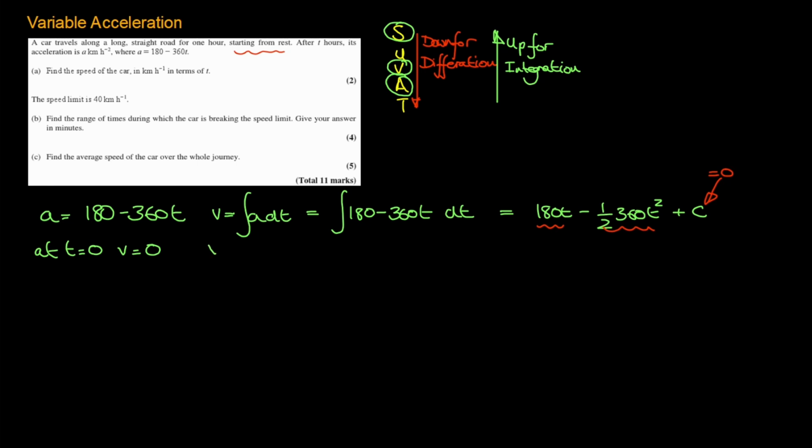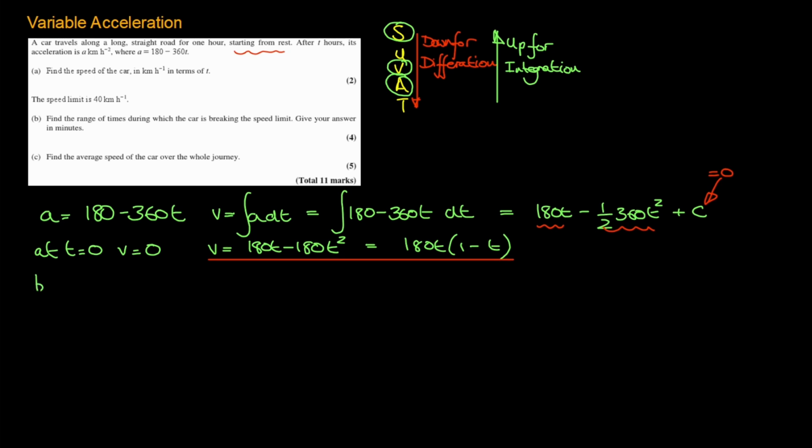So I can write our expression for velocity is equal to 180t minus 180t squared, which if we take out 180t as a factor is 1 minus t. And that will be the answer to part A.